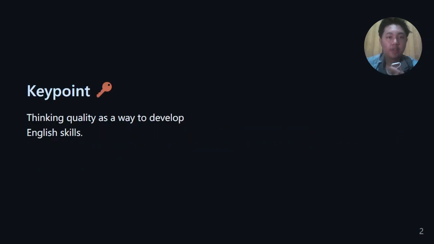Okay, so first I would like to talk about the key point of the article. It was about thinking quality as a way to develop English skills. So they argued about how logical thinking, critical thinking, and innovative aspects could contribute to that goal.